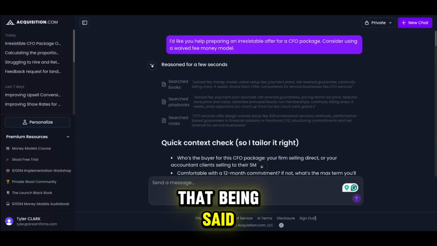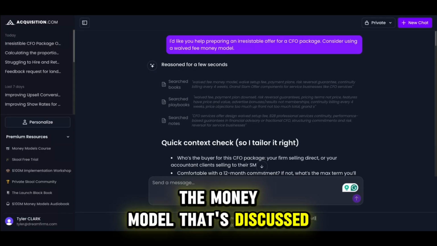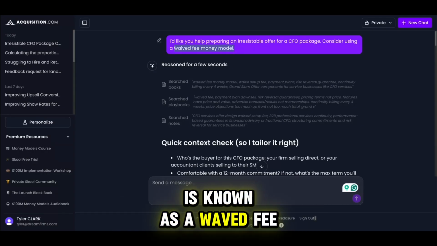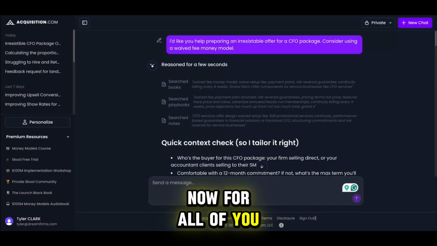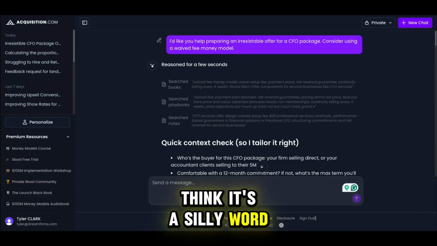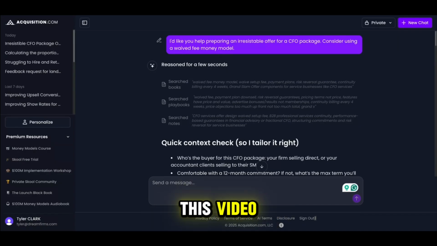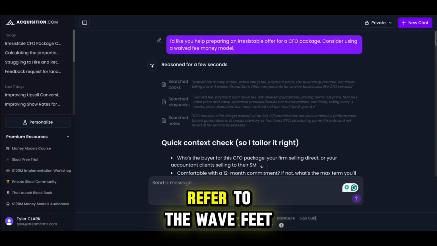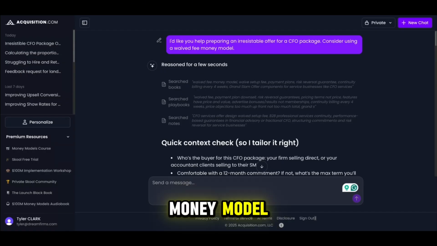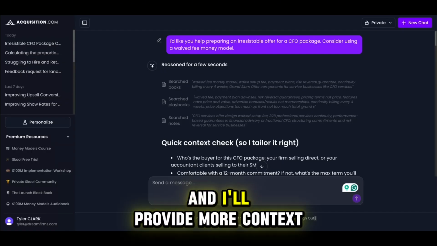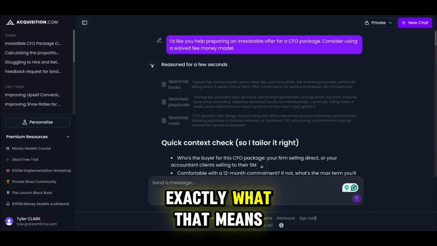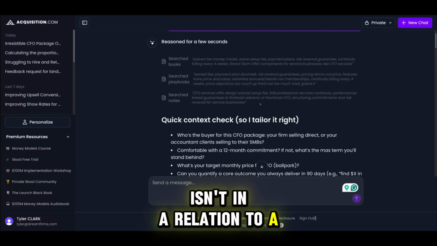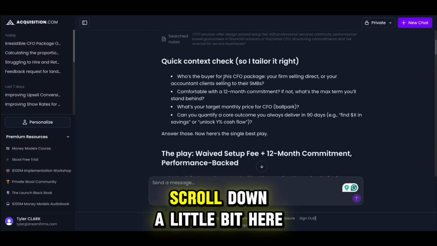That being said, the money model that's discussed a little bit later on is known as a waived fee money model. Now, for all of you who have followed me, you know that I can treat the fee word as the F word. I don't like fee. I think it's a silly word. But for the context of this video and using the same language that Alex has used, we will, of course, just refer to the waived fee money model. And it will explain a little bit about it. And I'll provide more context in just a minute on exactly what that means in relation to a CFO offer. But let's go ahead and scroll down a little bit here.